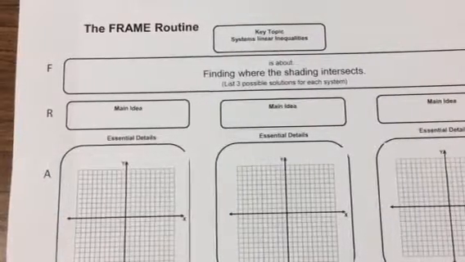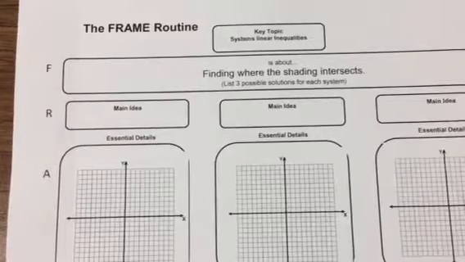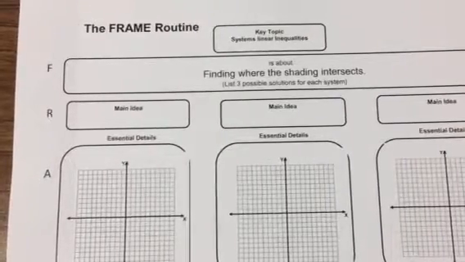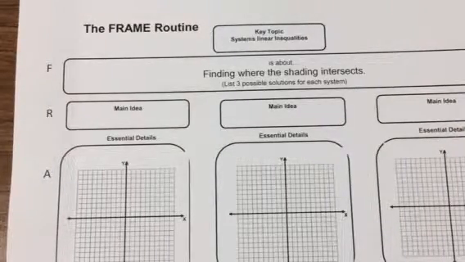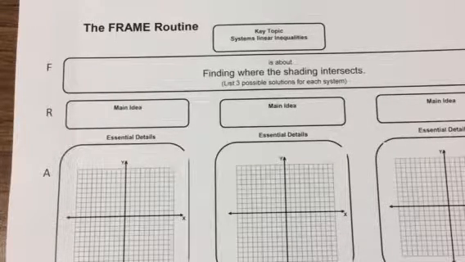Hello, today we're going to talk about solving systems of linear inequalities. So when we did inequalities before, it's going to be the same as far as graphing them. If it's less than or equal to, greater than or equal to, it's a solid line. If it is less than or greater than, it's a dashed line, and then we either shade above or below. And the idea behind this is where the shading intersects. Where is it true for both equations?